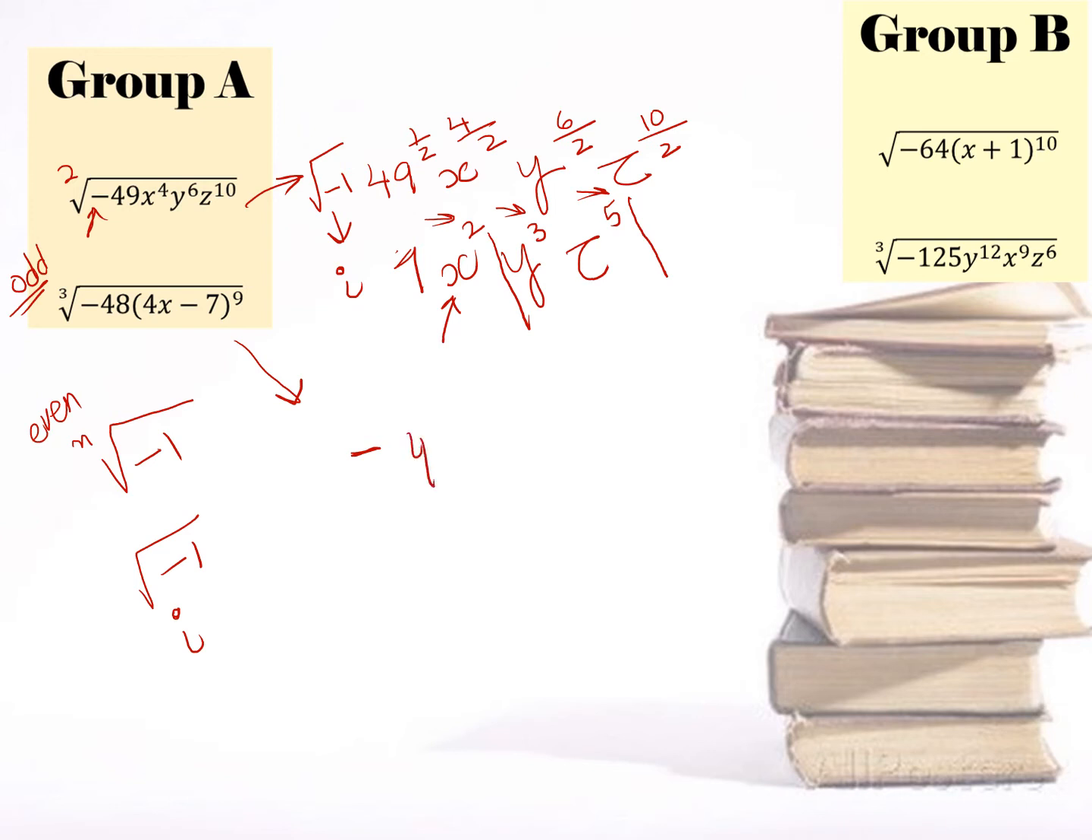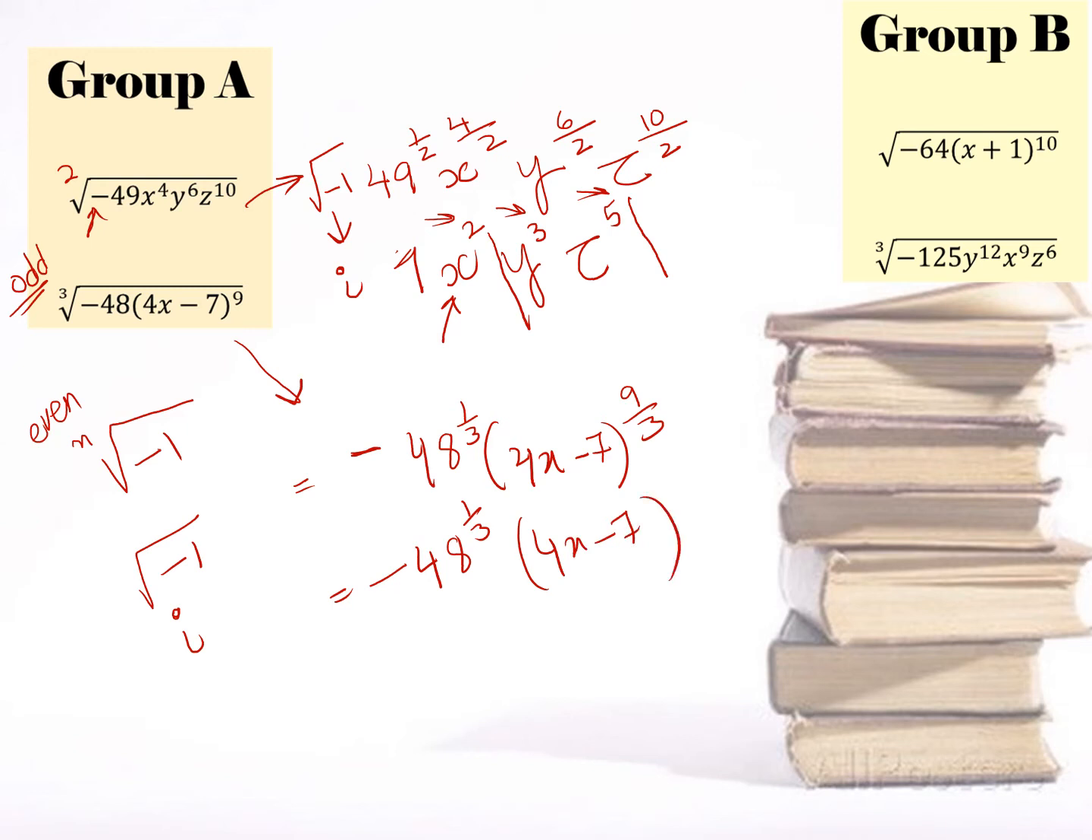Now 48 to the power 1 over 3, 4x minus 7 whole to the power 9 over 3. Now check, do you get the cubic root of 48 as a whole number or a decimal? So the cubic root of 48 is a decimal. So keep this as it is. So just write negative 48 to the power 1 over 3. And then write down 4x minus 7. And 9 over 3 will give you 3. Now here, since the index is not even, no need to apply any absolute value.